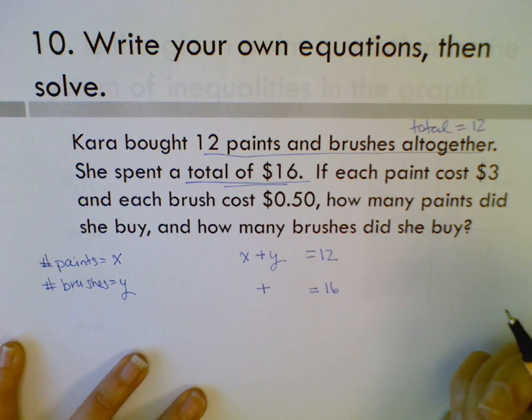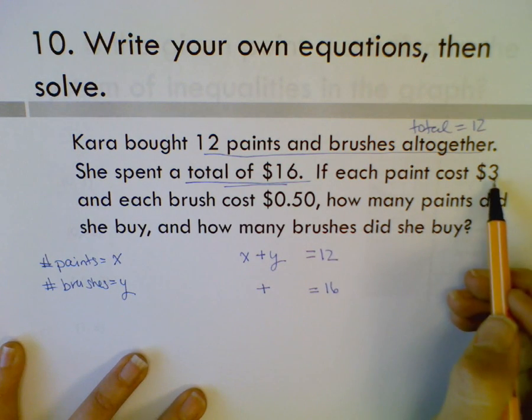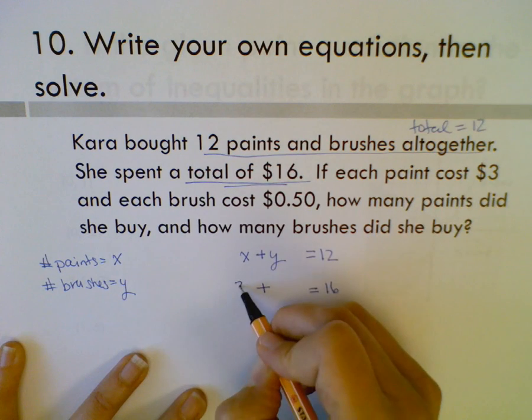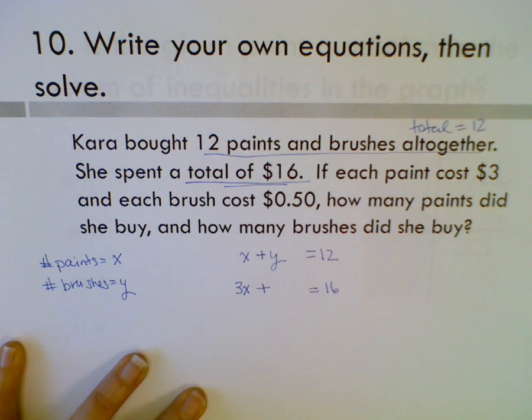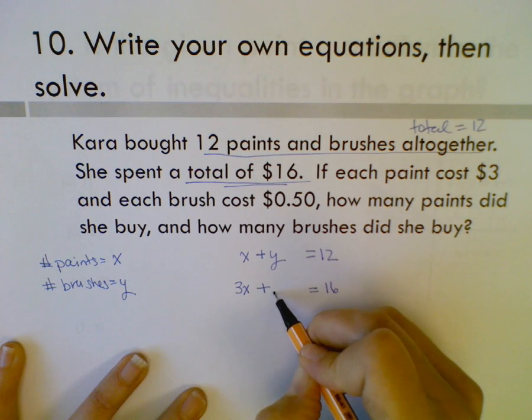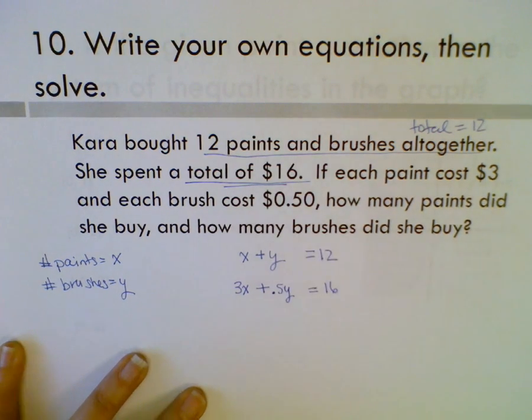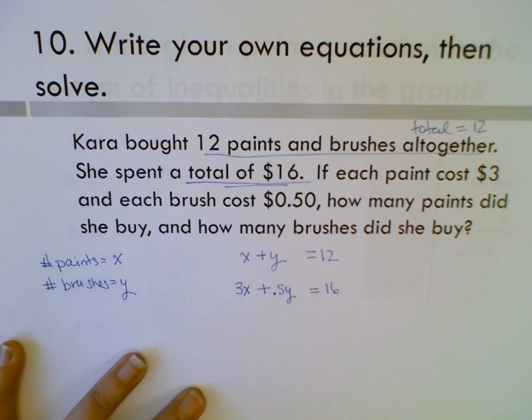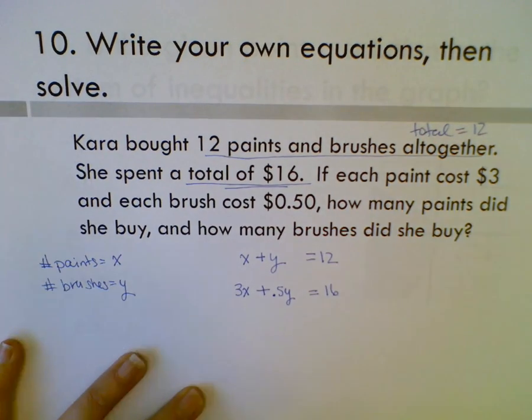Well, how did I get the cost of paint? Well, paint is $3 per paint, so $3 for every paint. My brushes are 50 cents per brush, so 50 cents per brush. Okay? So that's my system, all right? So I've got the system, now I have to solve it.